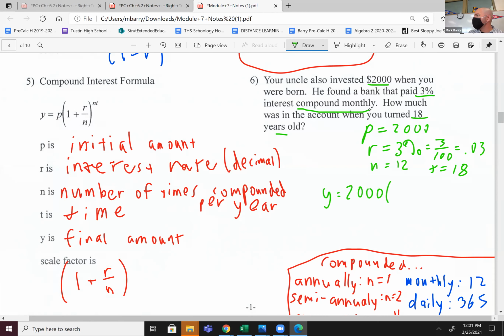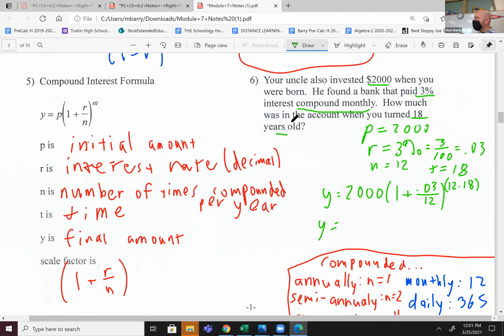All right, so we'll set it up here. Y equals 2,000 parentheses 1 plus 0.03 over 12 to the power of 12 times 18. Now, anytime you have multiplying in the exponent, on some calculators, you need to use a parentheses for that. So I just always use a parentheses for the 12 times 18 up there. Probably a good habit to be in. On Desmos, you actually don't need it, but on some calculators you do. So I would just make that a habit, okay?